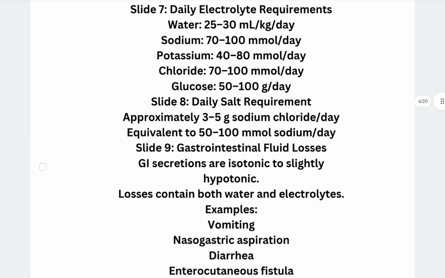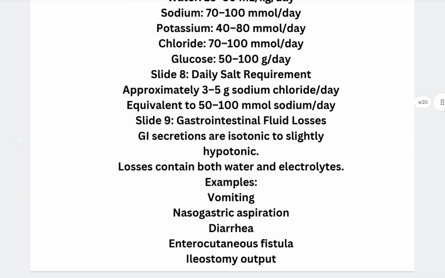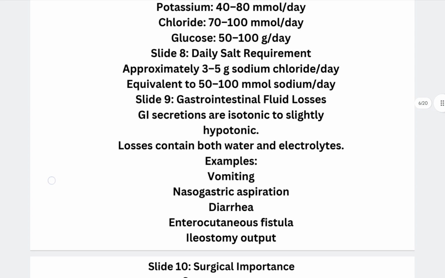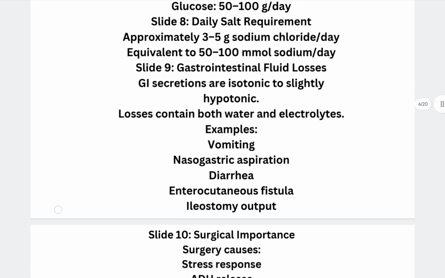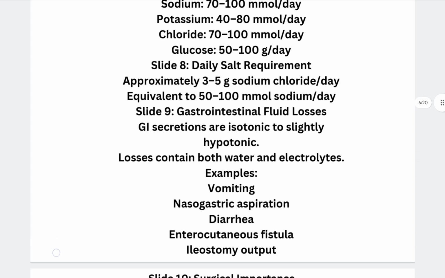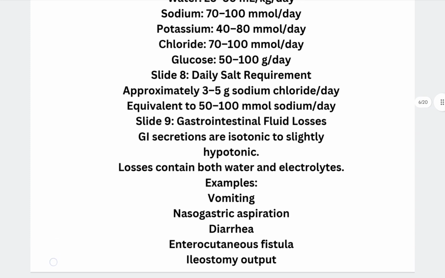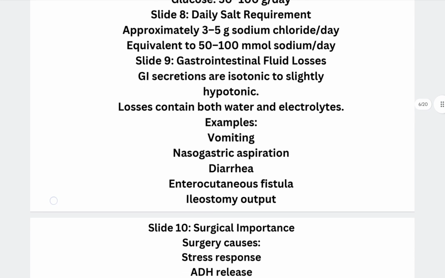For example, a patient with acute obstruction leads to vomiting. We have kept a Ryle's tube, so there is nasogastric aspiration. The patient may have diarrhea due to an enema or irritable bowel syndrome, or any kind of enterocutaneous fistula, or ileostomy output. So our GI secretions are isotonic to slightly hypotonic. Which type of patient we are dealing with is also important, and based on that we will manage the fluids.